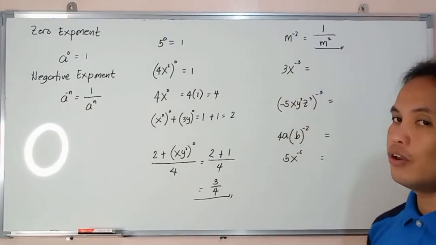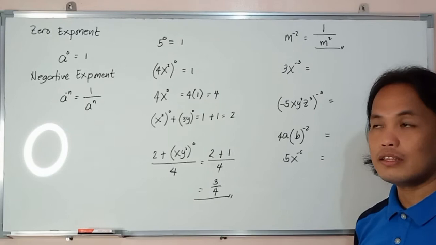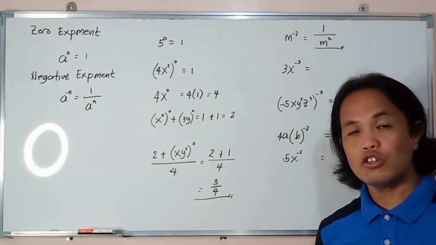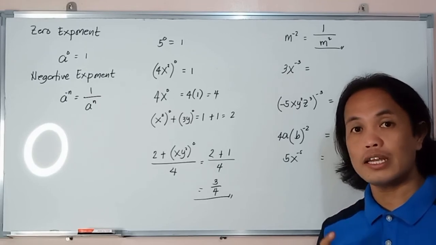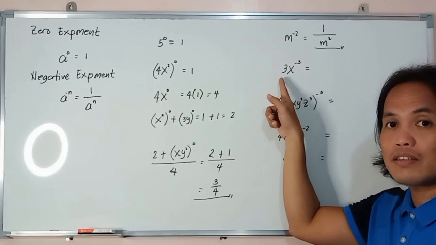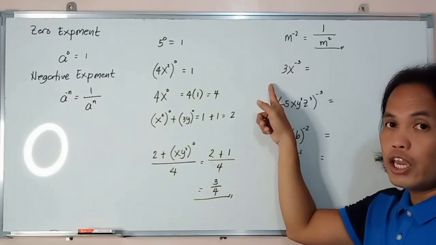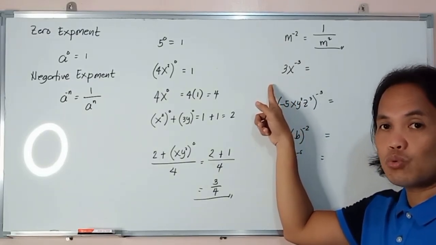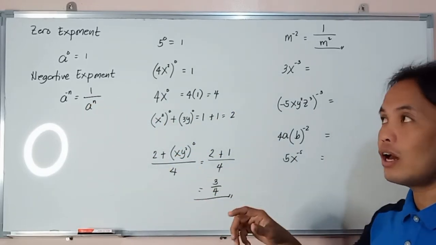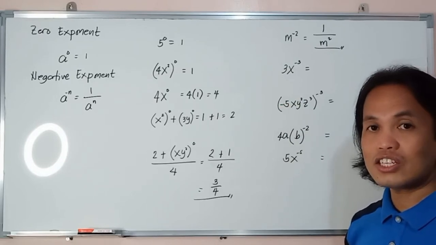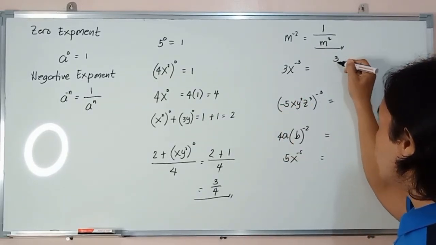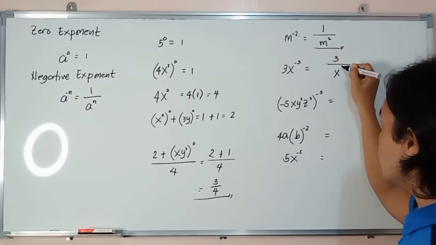Okay, next example. We have 3x raised to negative 3. So in this example, since we do not have a parenthesis, that means only x is raised to negative 3. Our 3 here, which is the coefficient of x, has a positive exponent 1. So therefore, if we are going to simplify this one, applying the law on negative exponent, we just simply get the reciprocal of x. The 3 shall remain in the numerator. So meaning, we will have 3 over x cubed.